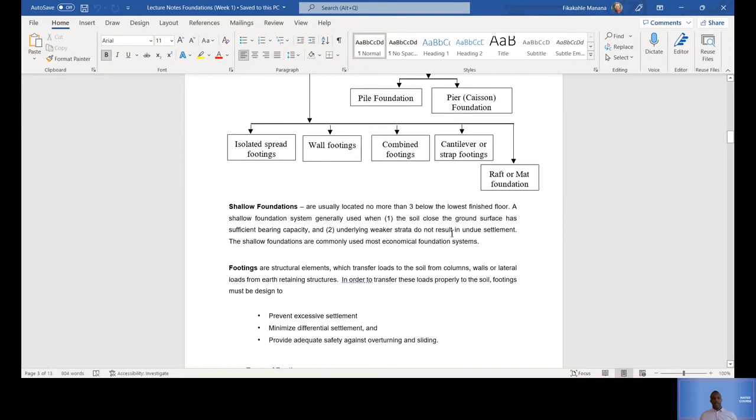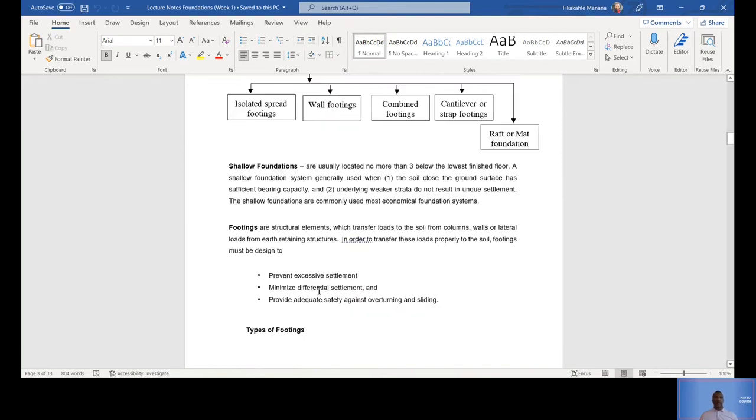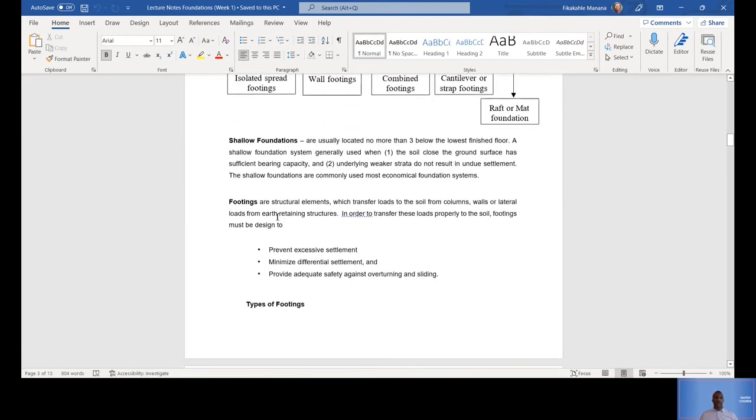Underlying weaker strata do not result in undue settlement. So all that's saying really is that if the soil is weaker, then there will be settlement. Settlement means that the building will start sinking. Settlement is the building sinking. So if the building sinks, then that's what we call settlement. Okay, so now those are the shallow foundation criteria when you build a shallow foundation.